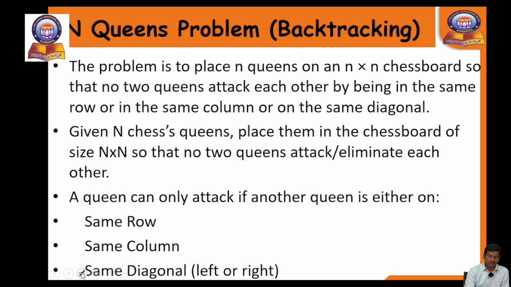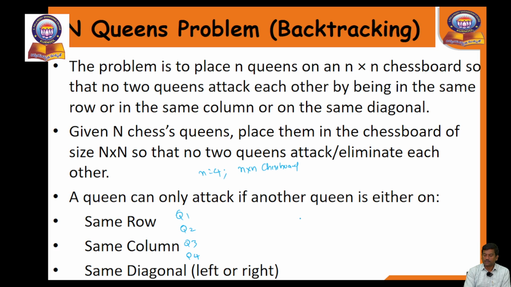Consider the value of n to be equal to 4. That is, n equals 4. There are 4 queens present: queen 1, queen 2, queen 3, and queen 4. We are not considering any other items within the chessboard, only the queens. So here n equals 4, that is 4 queens, and it is an n by n chessboard.